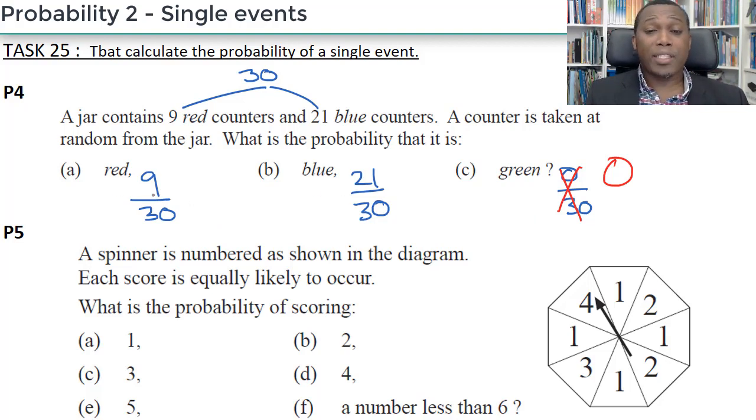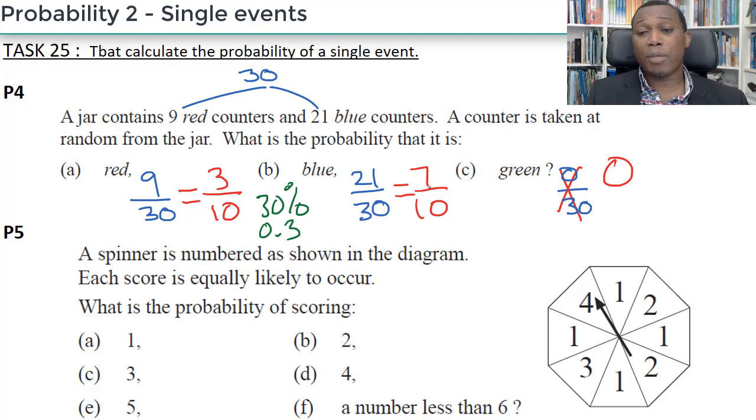Could you have simplified these fractions? Yes, you could divide by 3 and get 3/10. You can divide by 3 and get 7/10. Not necessary, but those answers are acceptable. I can go a bit further. If you put 30%, you would get the full marks. If you put 0.3, you'll get the full marks. Similarly, 70% or 0.7, all are acceptable answers.